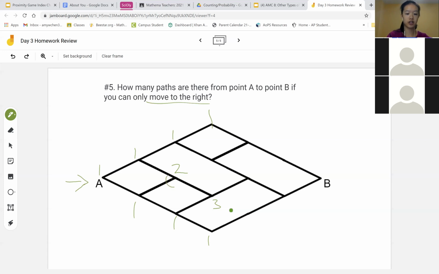So this vertex with the number 2 doesn't flow into this one. So we don't add that one up. We just add this one up, which is just 1. So continuing on, what would be the number at this vertex I circled here? Yeah, 2. And this vertex?